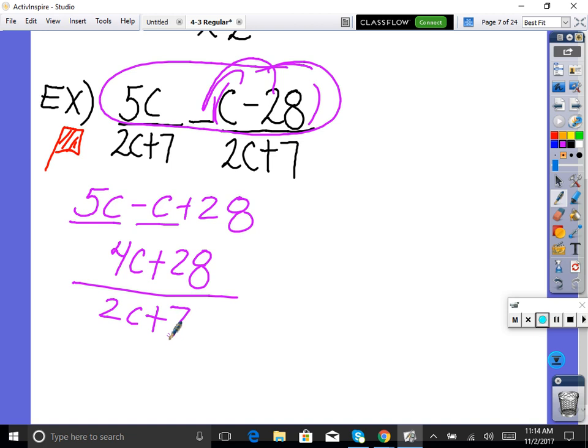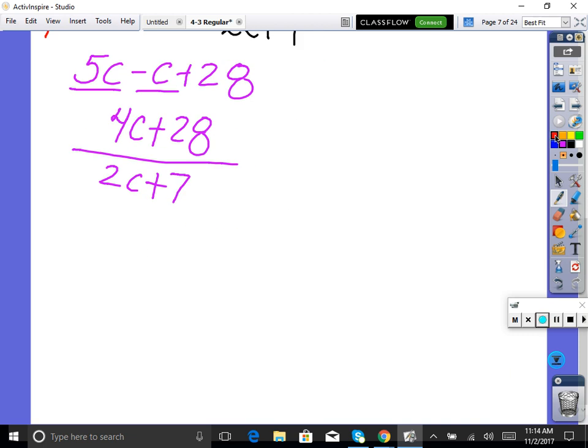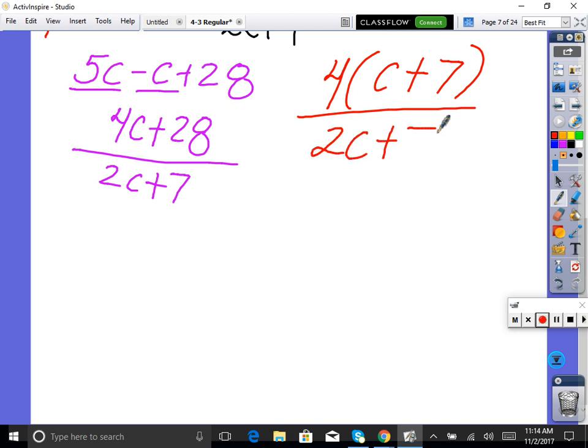Now this is where you would say, I have an answer here, but now I've got to simplify. The steps to simplifying never change. Factor the top, factor the bottom, divide out exact factors. What can I pull out on top? 4. So then left is c plus 7. On bottom, I have a 2c plus 7.